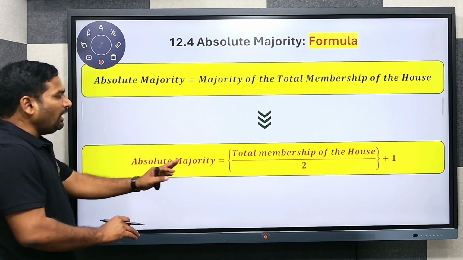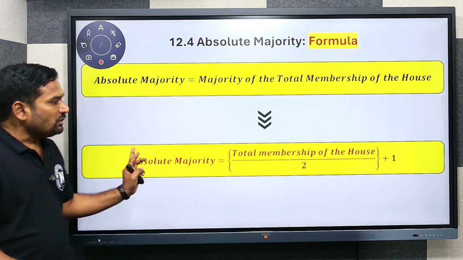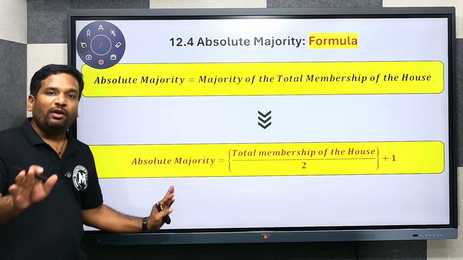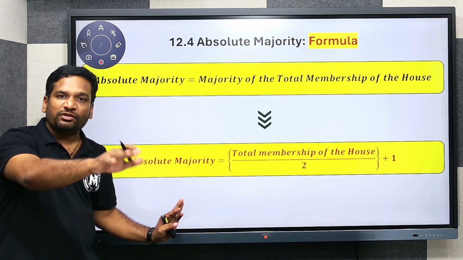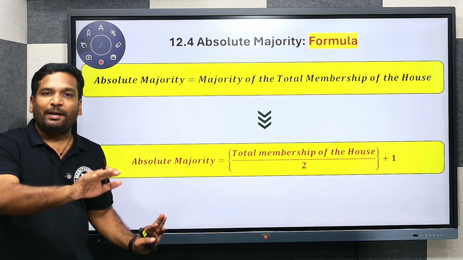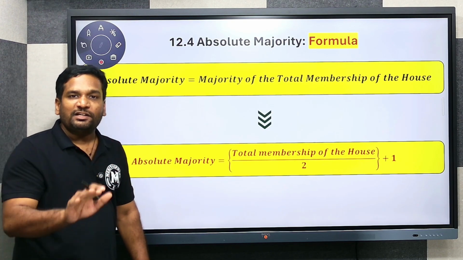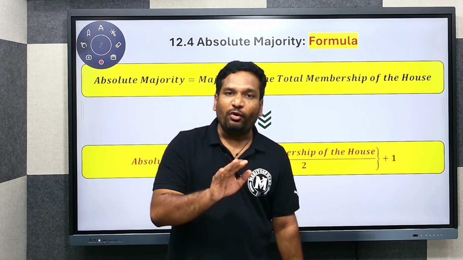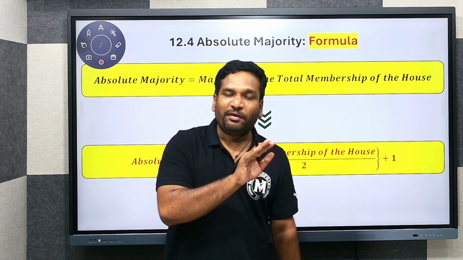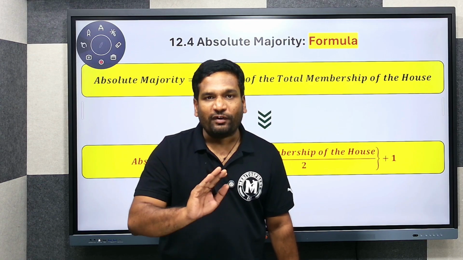Right. So the total membership of the house is 543 for Lok Sabha and 245 for Rajya Sabha. So the absolute majority, which is going to be used with the special majority as a component, there we need to have the absolute majority of the Lok Sabha and the absolute majority of the Rajya Sabha. The absolute majority is not going to change because we are not going to deduct anything. So the total membership of the house is a fixed one.